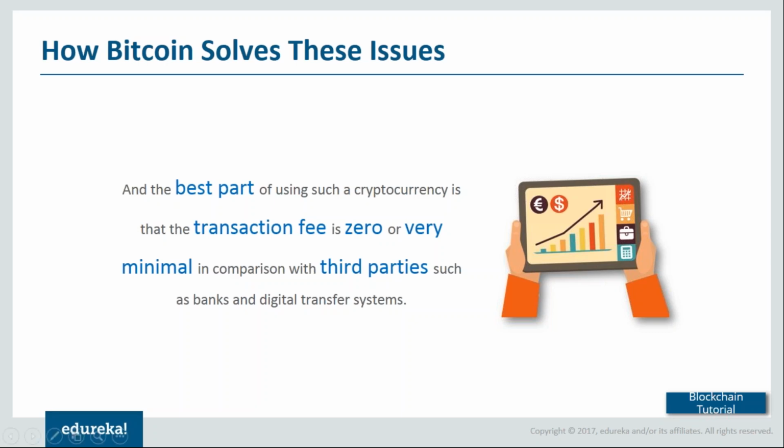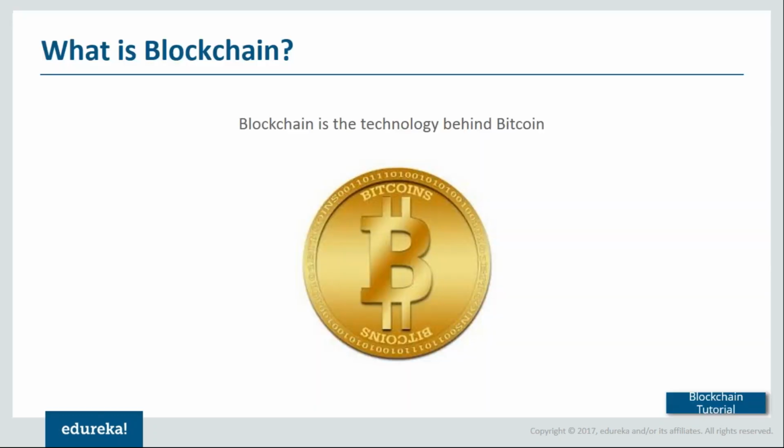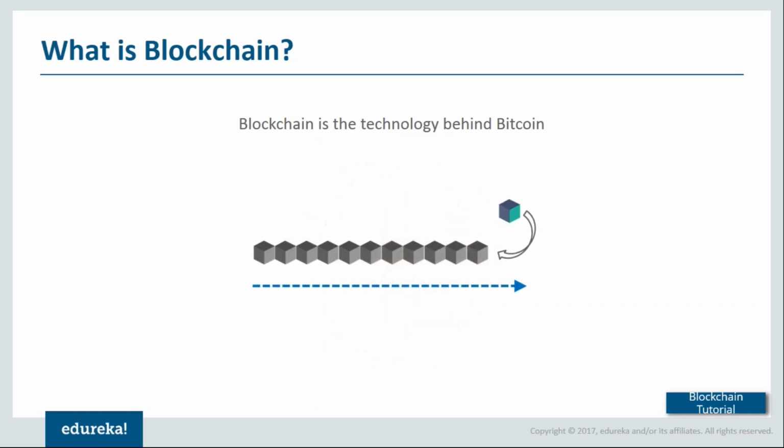So since all of you have understood till here, let's talk about the Bitcoin transaction system. But before we actually talk about the Bitcoin transaction system, what we need to understand is what exactly is blockchain. Blockchain basically is the core technology behind Bitcoin in itself. You can say it is the spine of the Bitcoin system.